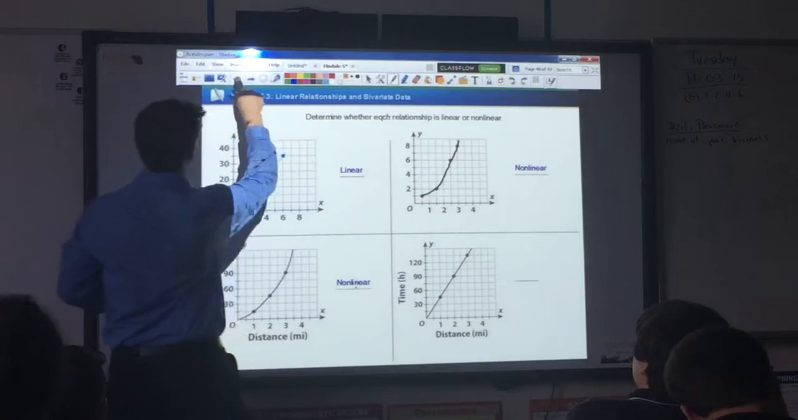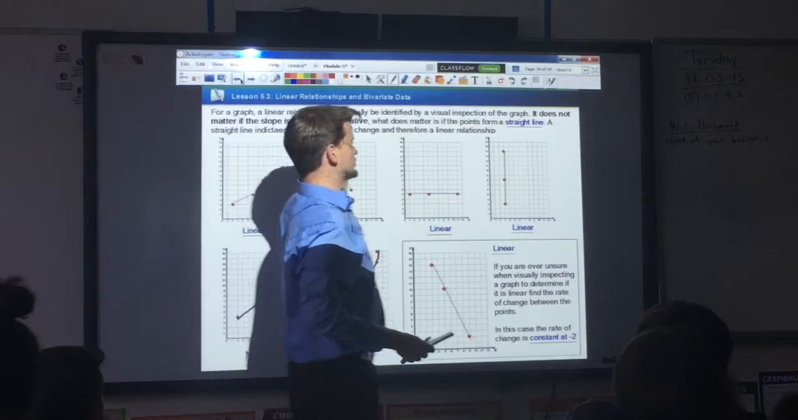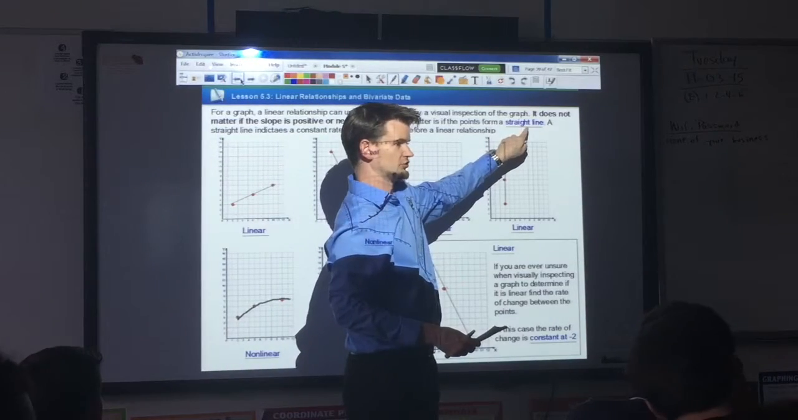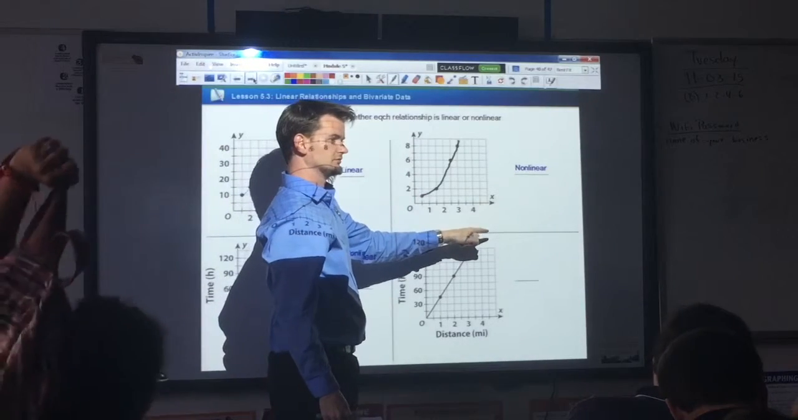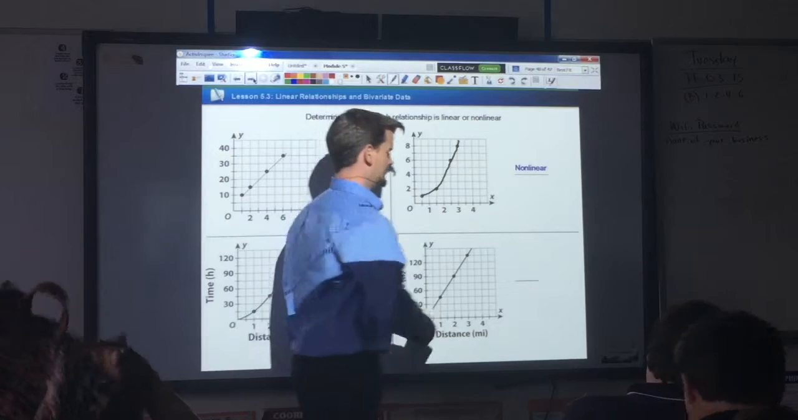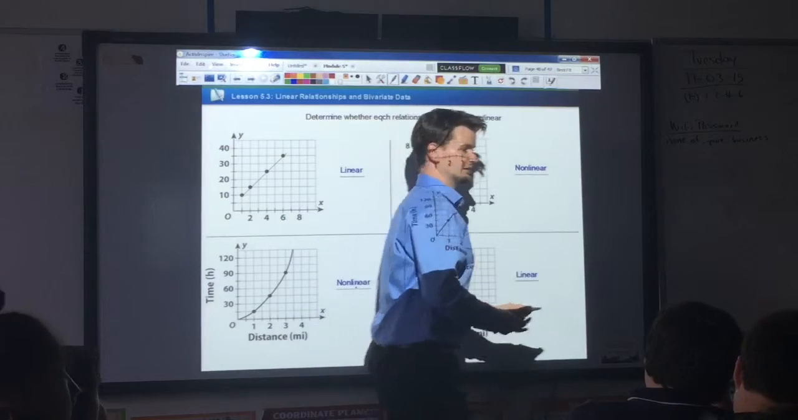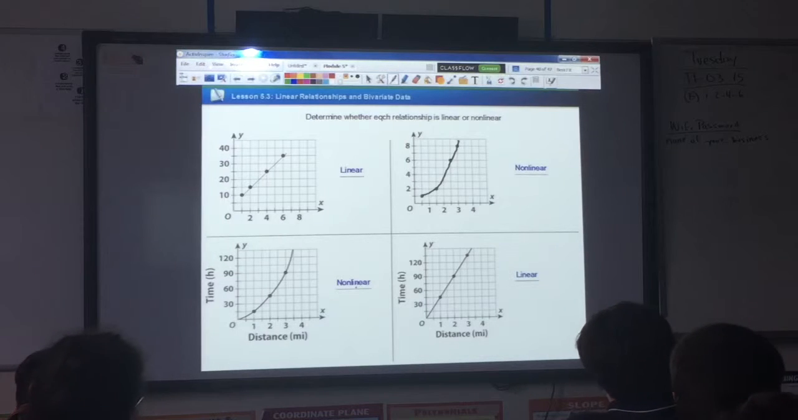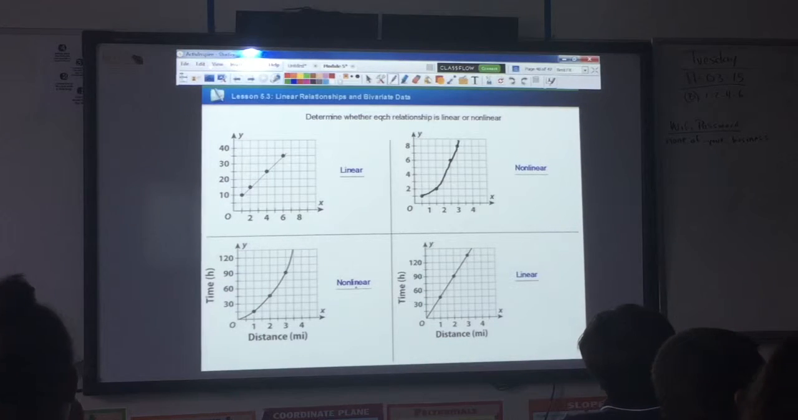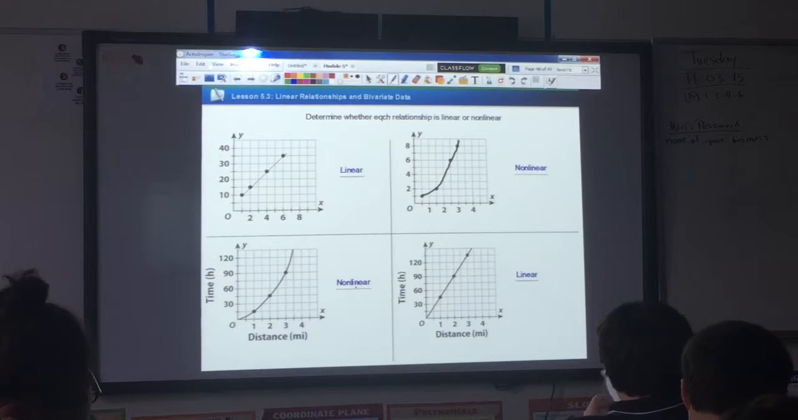Let's back up here. If it's a linear relationship, the points form a straight line. So let's look here. Is this a straight line? Yes or no? Yes, so it is. Oh, I can't hear you back there. So it is indeed linear. Any questions on this at all? No? All right.